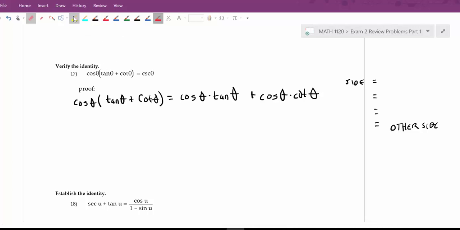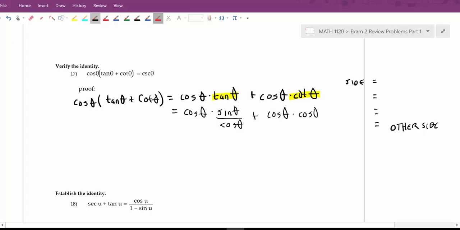Now we're going to use an identity for this, an identity for that, and then we're going to see what comes out. So we're going to bring down an equal sign. You have to do that. So we have cosine theta. The tangent we know is the sine theta over the cosine theta. Then bring down the rest. That's going to be cosine theta. And then the cotangent we know is the cosine theta over the sine theta.